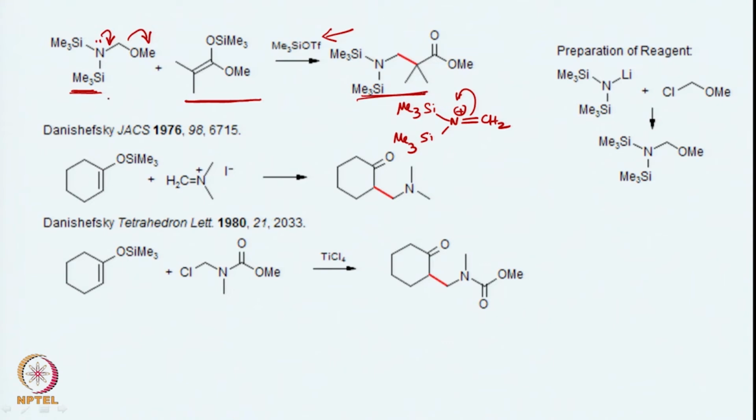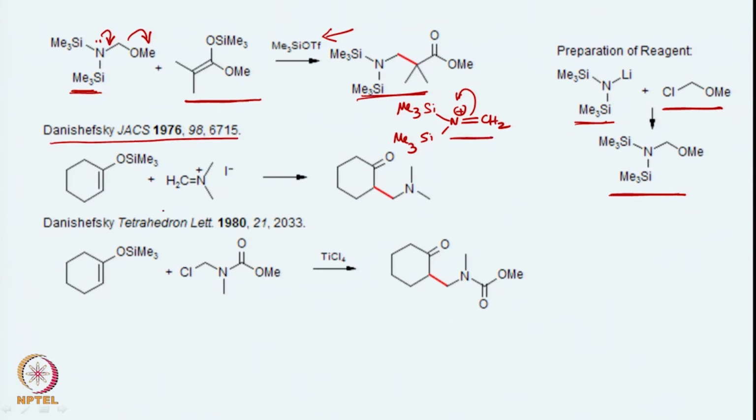How can you make this? You can start with this and react with chloromethoxymethane and then you can generate this. So, basically this is a very important way of generating this type of species which are useful for the making of a CC bond, for example.